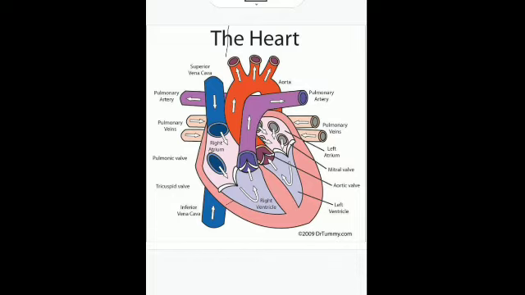They receive the deoxygenated blood. The atria are separated by the interauricular septum, while the ventricles are separated by the interventricular septum, and this prevents the mixing of oxygenated and deoxygenated blood.